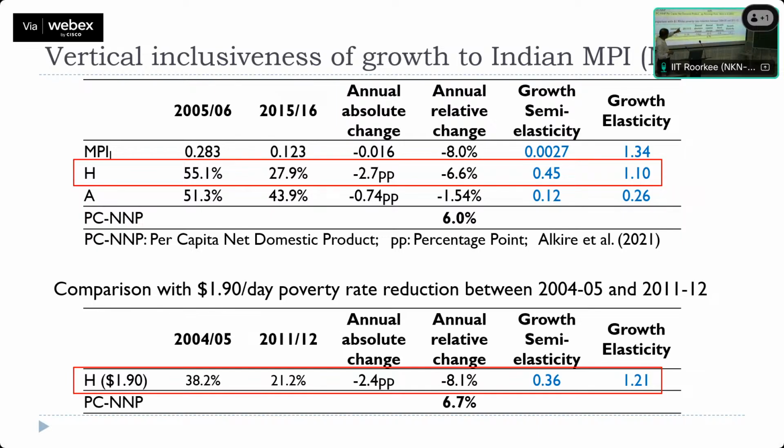So we can see clearly that in terms of semi-elasticity, given that this one is higher, in terms of growth semi-elasticity, the MPI headcount appears to have performed slightly better. But if you go look at relative, it's slightly different. So you have to look at both side by side.